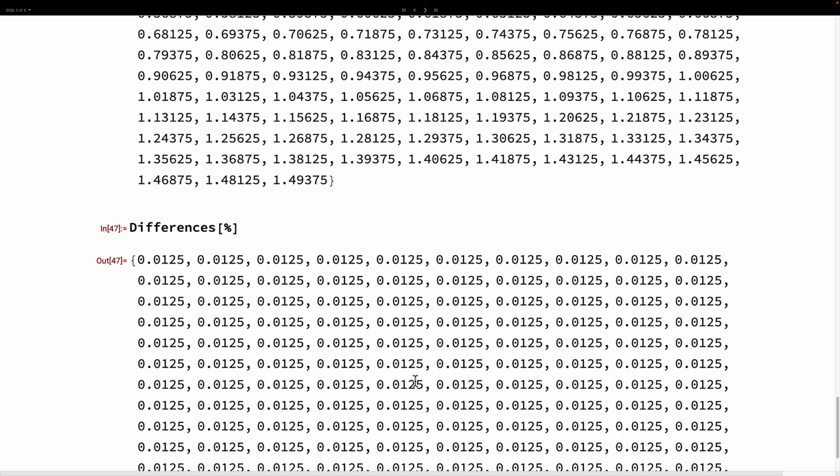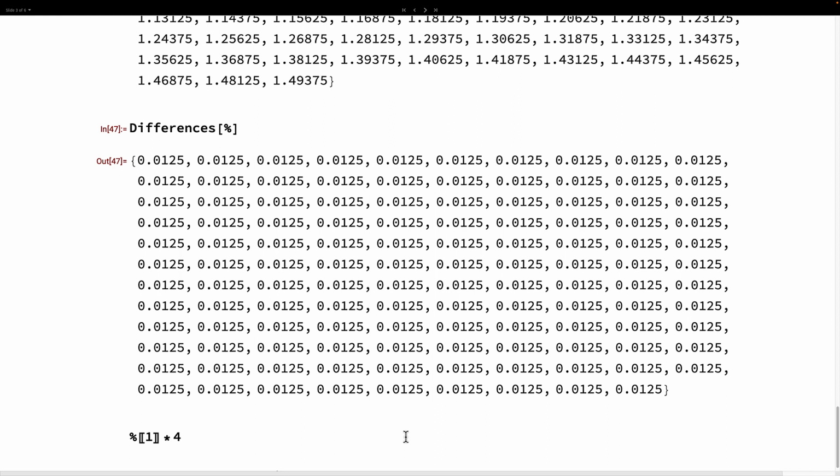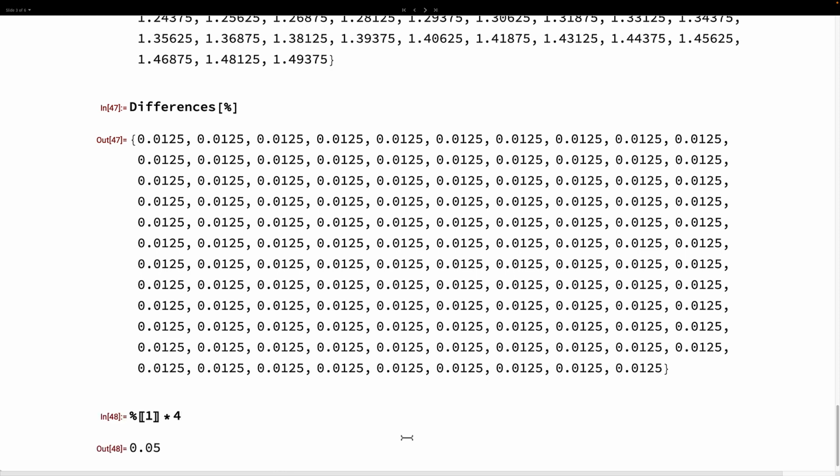So what we now know about this function is that it has a component that is sinusoidal, and the component that is not sinusoidal has a second derivative that is constant. Now to see what this constant actually is, we have to multiply by 4 because we took the differences of neighboring elements twice. And this comes out to be 0.05.